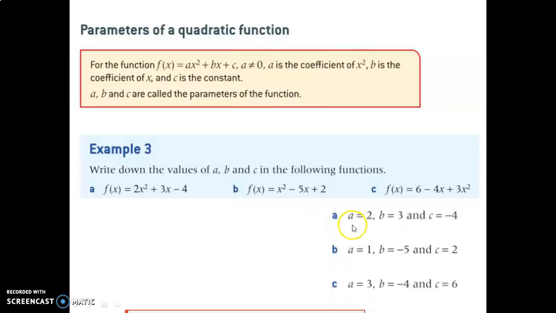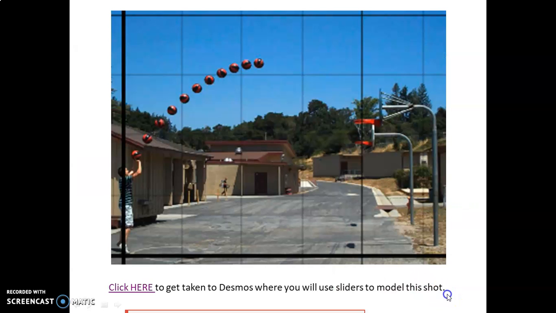Check your work here. In a and b, it's pretty clear. Here's a, b, c. There's our three values. Here, also pretty clear. There's no number in front of that, but it's not 0. There's a 1 there, 1x squared. So 1, -5, and 2. In the last one, hey, it's written backwards. The a is always the coefficient in front of x squared. So 3, -4, and 6.